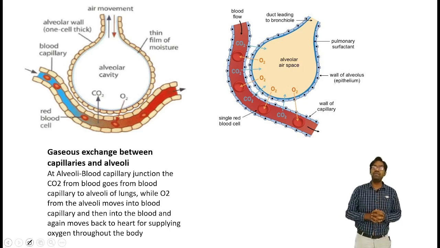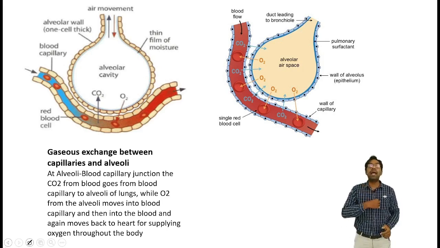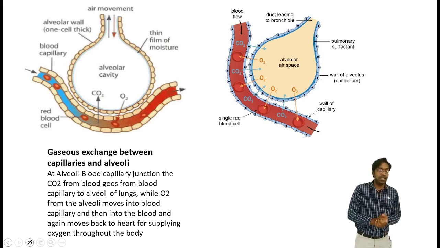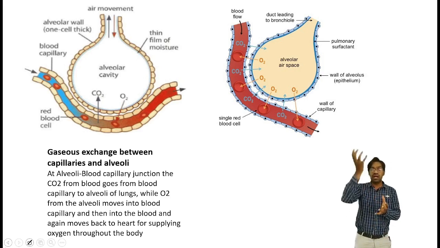See, we are going to describe the actual gaseous exchange which takes place at the alveoli blood capillary junction, primarily located in the lungs. See, there is an alveolus. The alveolus takes the oxygen from the air. It moves the oxygen from the alveolus to the blood, that is, the blood capillaries.